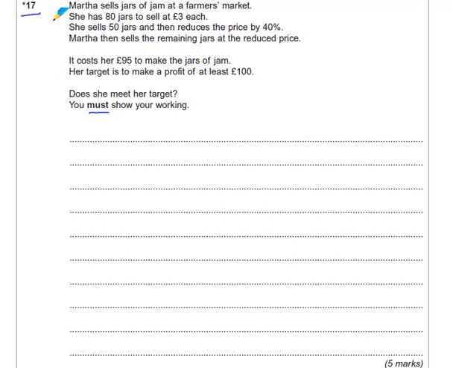So, she has 80 jars to sell at £3 each. It's two parts. She sells 50 of them at £3 each, and then 30 jars at the reduced price. So, we're going to split it into two parts. The first 50 jars times by £3. So she makes £150 on the first 50 jars.